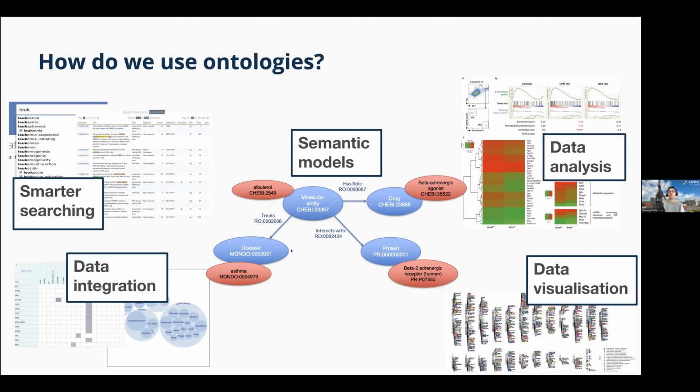So how do we use ontologies beyond just data annotation? We use them in smarter searching. I've already mentioned data integration, and I'll talk about this use case a little bit more later. Data analysis is probably the most well-known one. GO enrichment has been around for, again, almost as long as I've been in ontologies. So that's a really common use case in ontologies. Semantic modeling for knowledge expansion, and I'll show you an example of that in just a second.